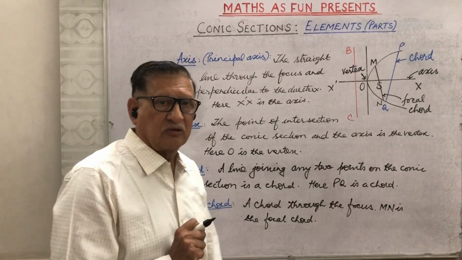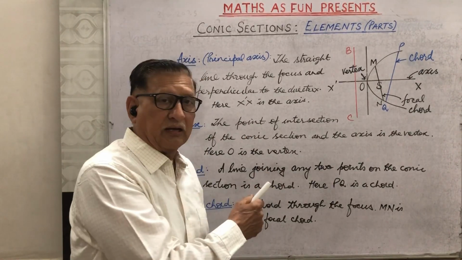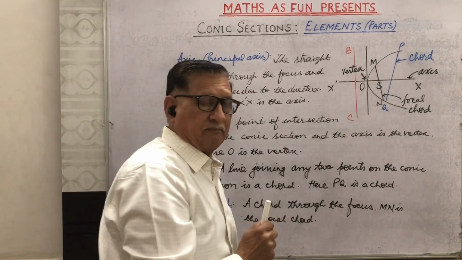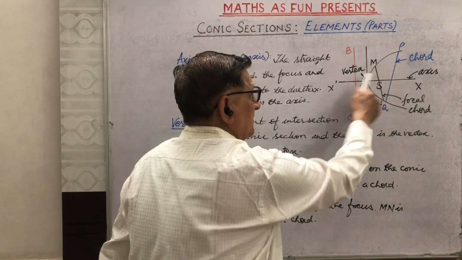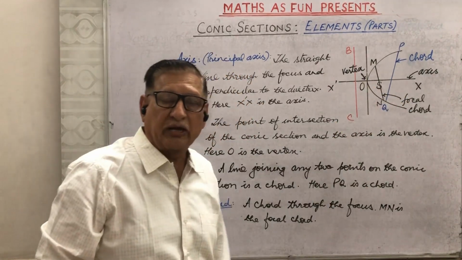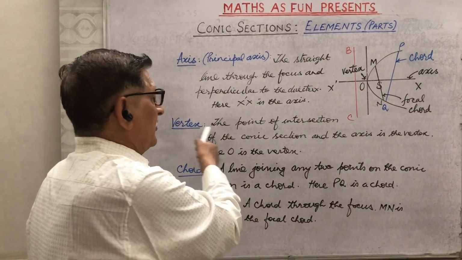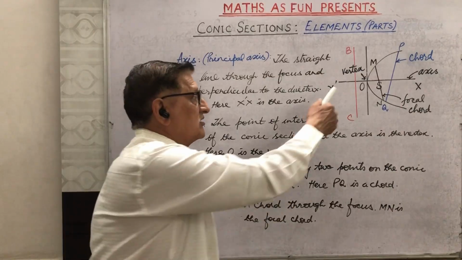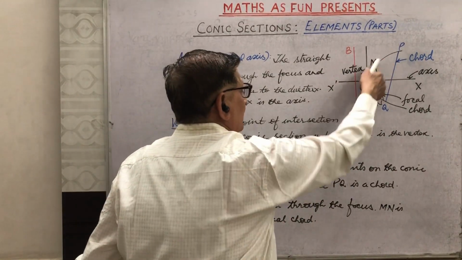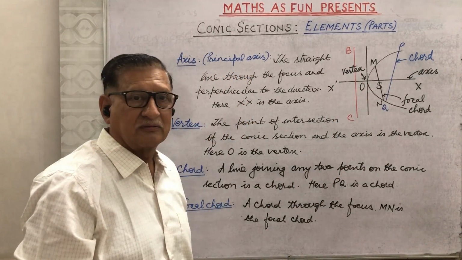Now the axis, also known as the principal axis. This is the straight line which is perpendicular to the directrix and passing through the focus. It means here X dash is the principal axis or the axis of the conic section. Next is the vertex. What is the vertex? Here you can see O is the vertex. This is the point of intersection of the conic section and the principal axis.